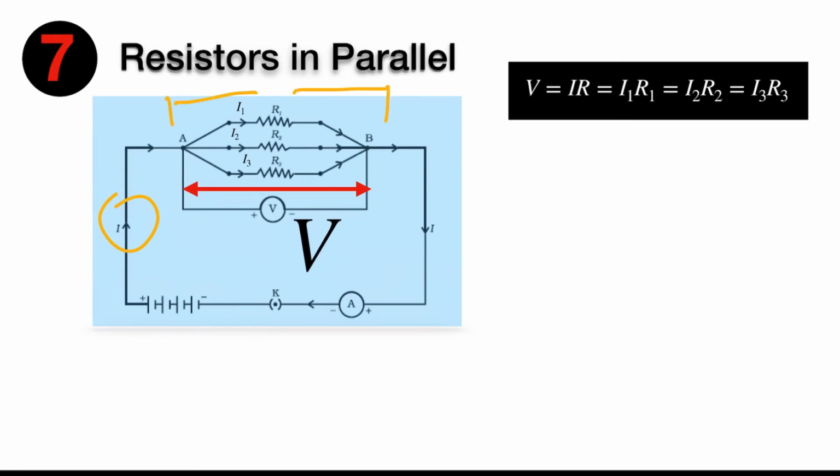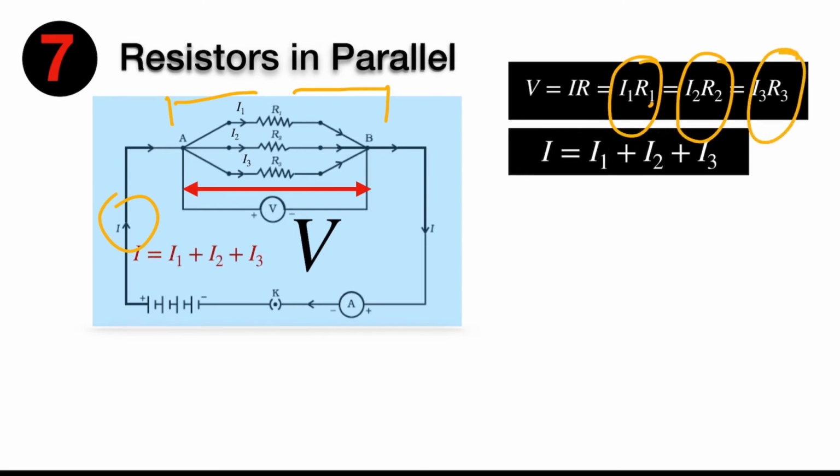And this potential difference V can be given by the individual current in each of these resistors as well. So here, V is equal to I1 R1, where I1 is the current in resistor R1, and it is the same as I2 R2 and I3 R3. But the current in the circuit is the sum of the current in these three branches.